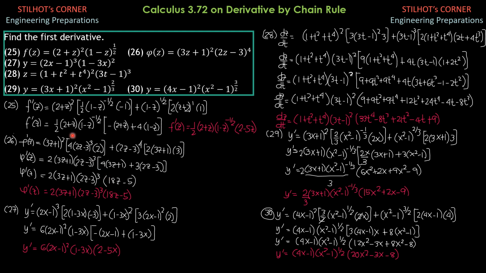Number 27, derivative of product again. So y prime is equal to quantity 2x minus 1 cubed. Derivative of second is 2 quantity 1 minus 3x raised to 1 times negative 3, which is that, plus second, 1 minus 3x squared. Derivative of first is 3 quantity 2x minus 1 squared times 2, which is that. So for the constant, this is 3 times 2, 6. We also have 2 times negative 3, negative 6.